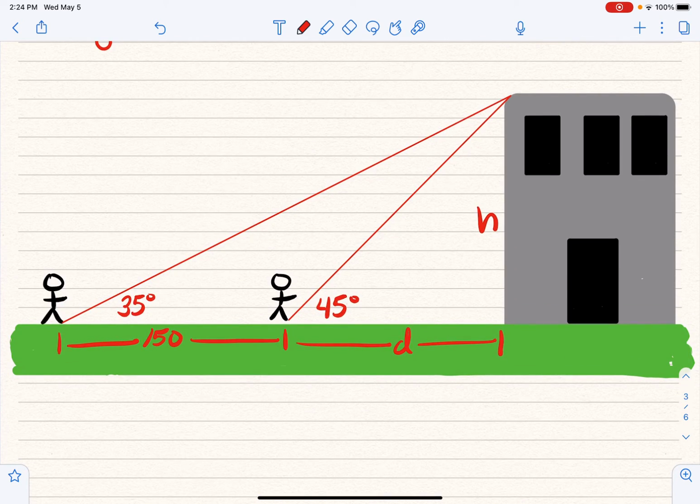Back a long time ago, we did a problem just like this, where we had a person who was standing some unknown distance from a building, and they measured the angle of elevation. In this case, it was 45 degrees. Then that person walked back, in this case 150 feet. They measured the angle of elevation again and found it to be 35 degrees. And using tangent, we were able to figure out the height of the building and the distance that they were initially from when they did their first measurement.